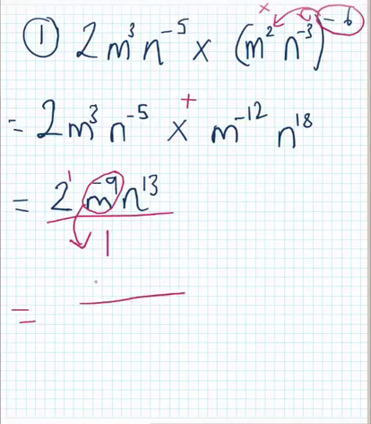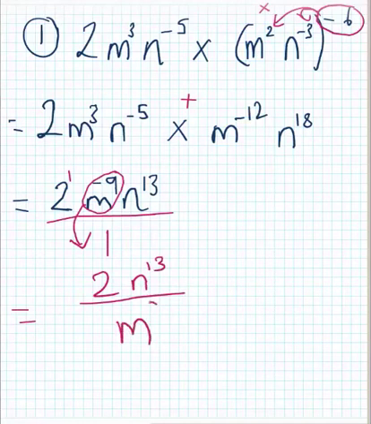So our final answer will be 2, n to the power of 13, they both stay on top, but that m to the power of 9 is now on the bottom, and please make sure it's no longer a negative, it's a positive. There is nothing else we can simplify, and that is our answer.